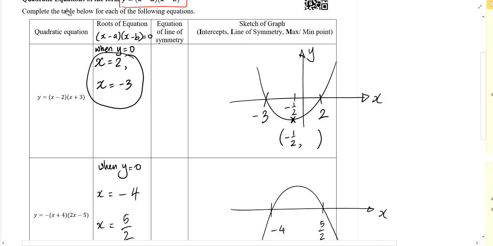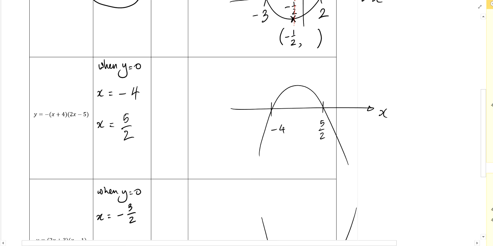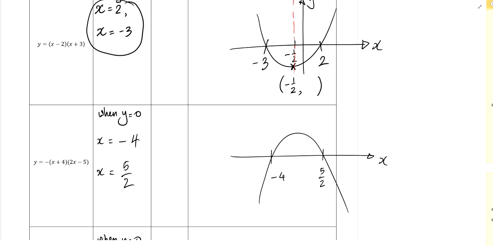Can you do the same for the other questions? Your line of symmetry, you must draw it down. So this red line of symmetry is x equals negative half. Do the same for the other 2: drawing your y-axis and drawing your line of symmetry. Class, look at the screen.